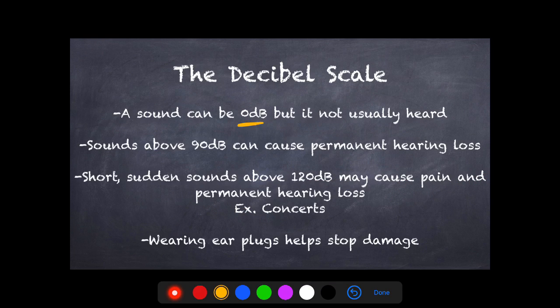When you have a sound that is super low in decibels, say about 0 decibels, you can't usually hear this. That's a very, very small amount of sound. But if you have something over 90 decibels, that can actually cause permanent hearing loss in a lot of people. And remember, permanent hearing loss is when the hair cells in your cochlea are being destroyed. They don't grow back once they are.